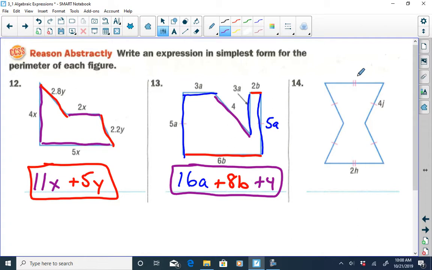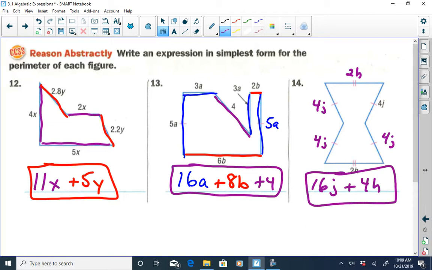Here we have 2 congruency marks, so that means this 2h is the same as this expression here, or that segment is also going to be 2h in length. We have this segment here represented by 4j, but notice we have all these congruency marks that are the same. So this is 4 times j, the length of this segment. That's 4 times j. So if we put all of our j's together, that's 16 j's plus 4 h's.